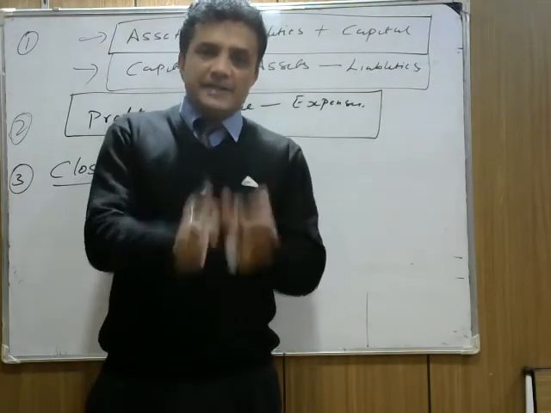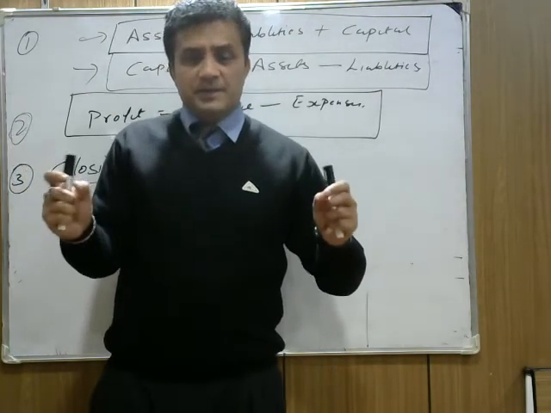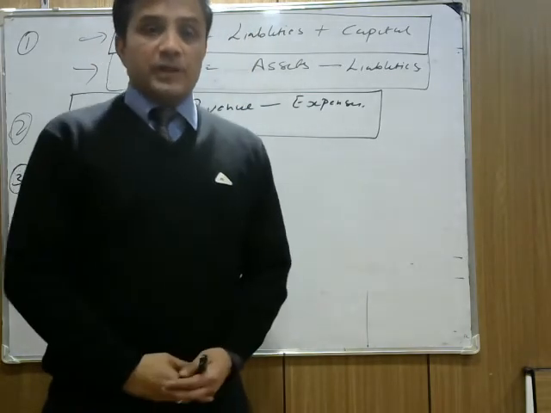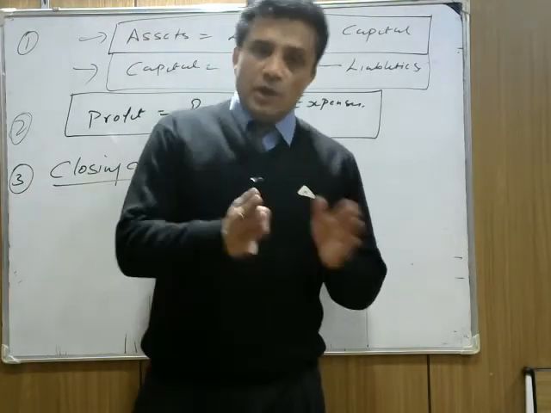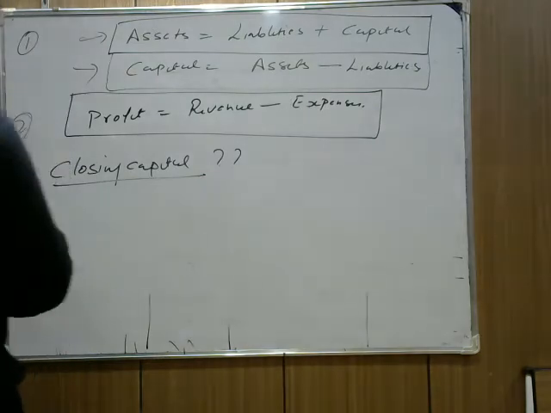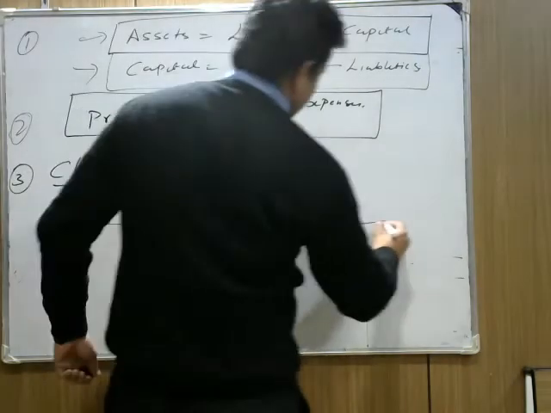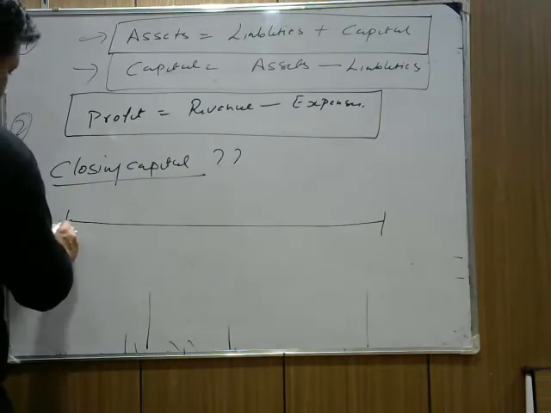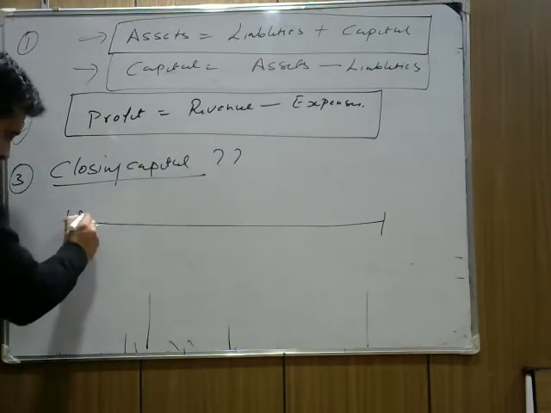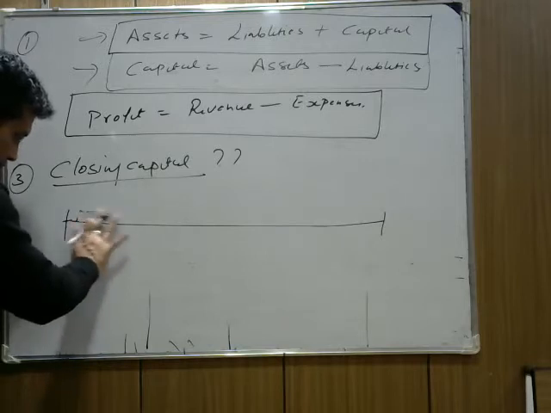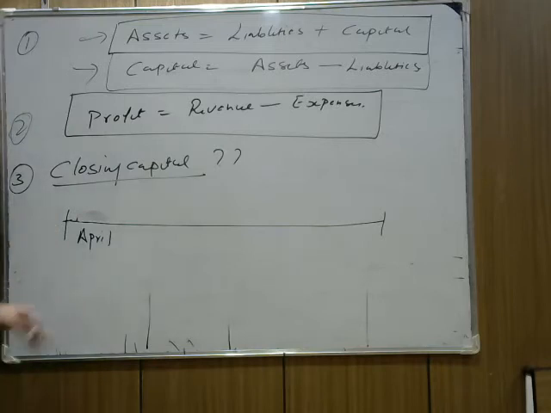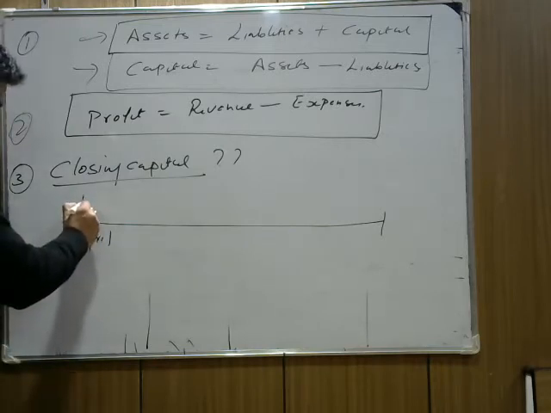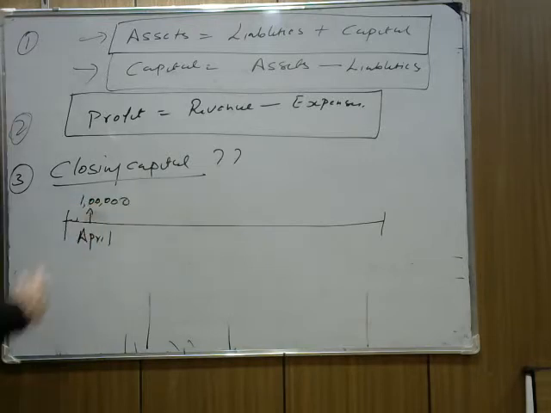Now I give you a brief equation to understand the closing capital. If you need to find the closing capital, you must understand how capital increases or how capital decreases. So understand this: suppose we are doing a business. We introduce, in the month of April, I hope you are able to see it, at the month of April, you introduce 1 lakh as capital. You started the business in April, on 1st April, with capital of 1 lakh.